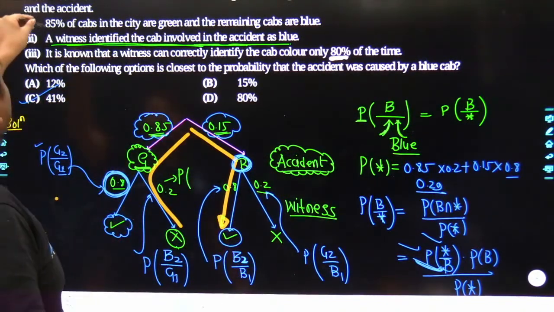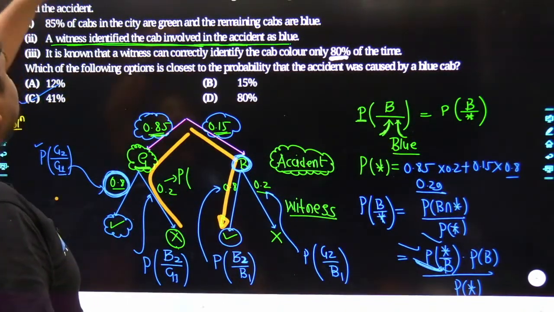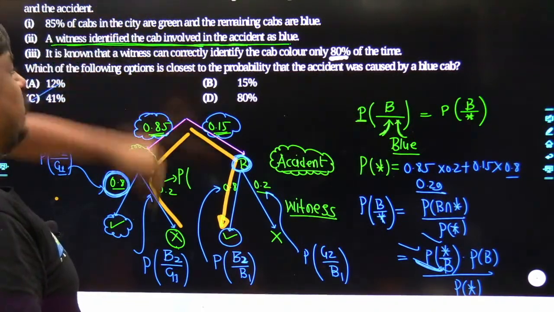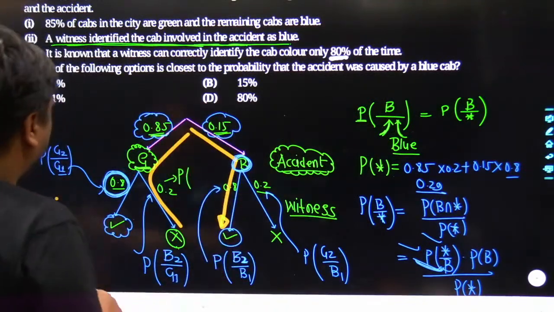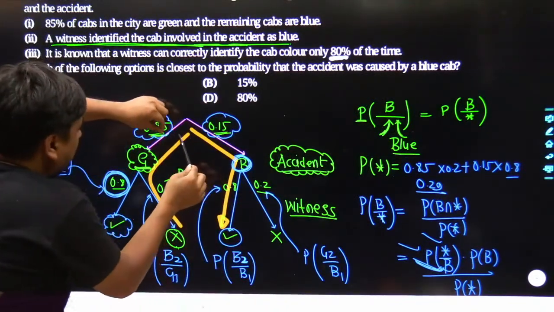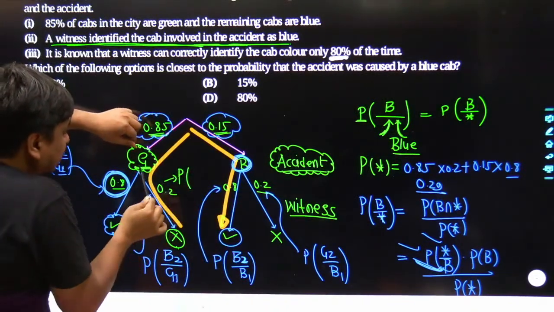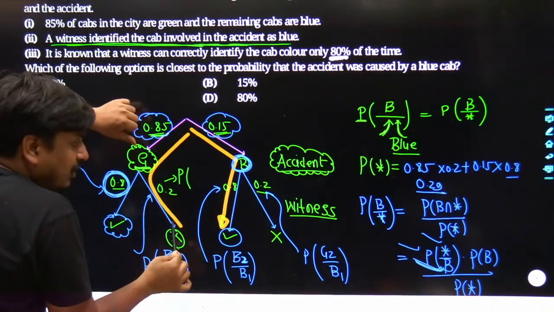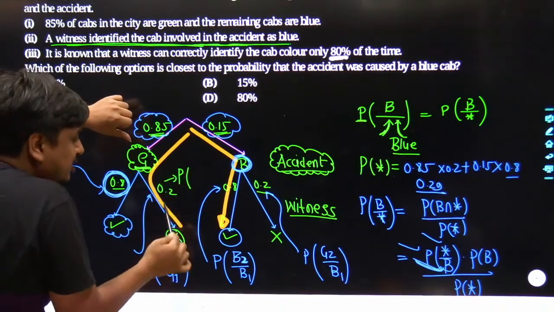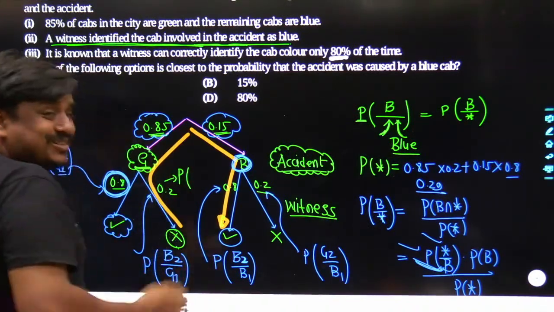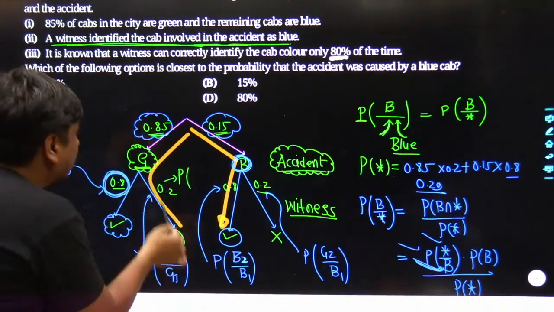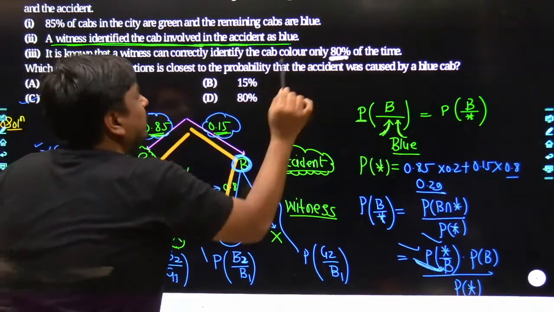And as you are saying, sir, the witness identifies the cab involved in that accident as blue. That can take place in two different ways. First way, this was performed by the green, but the witness could not judge it well. And if the witness could not judge it well, then rather than judging the color as green, the witness is going to judge that color as blue. That is also a possibility which would come under this complete sentence.